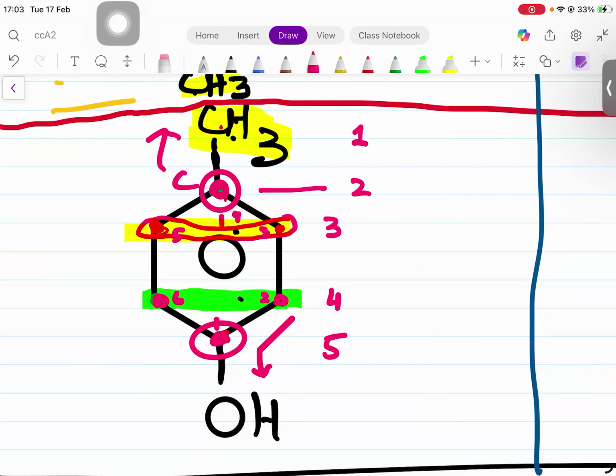Sir, could you tell the chemical shift of each? No, we'll come to the chemical shift in a second.